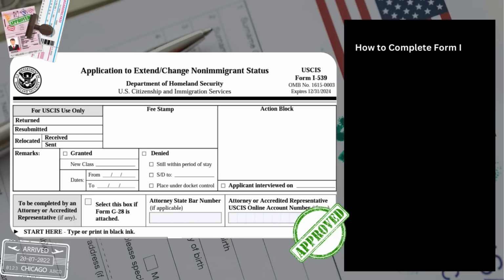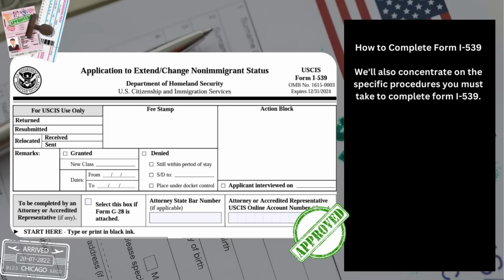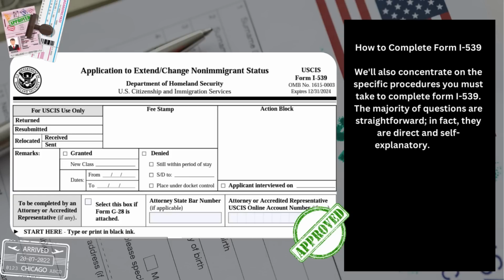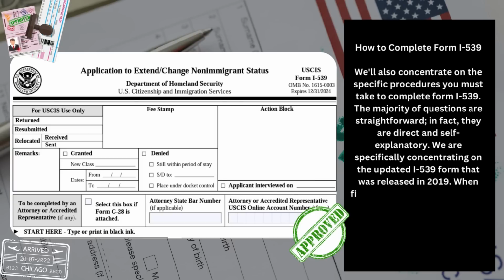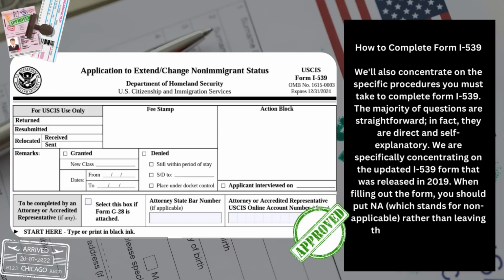How to complete Form I-539. We'll also concentrate on the specific procedures you must take to complete Form I-539. The majority of questions are straightforward. In fact, they are direct and self-explanatory. We are specifically concentrating on the updated I-539 form that was released in 2019. When filling out the form, you should put in N/A, which stands for not applicable, rather than leaving the slots blank if your response is "this doesn't apply to me" or "none."